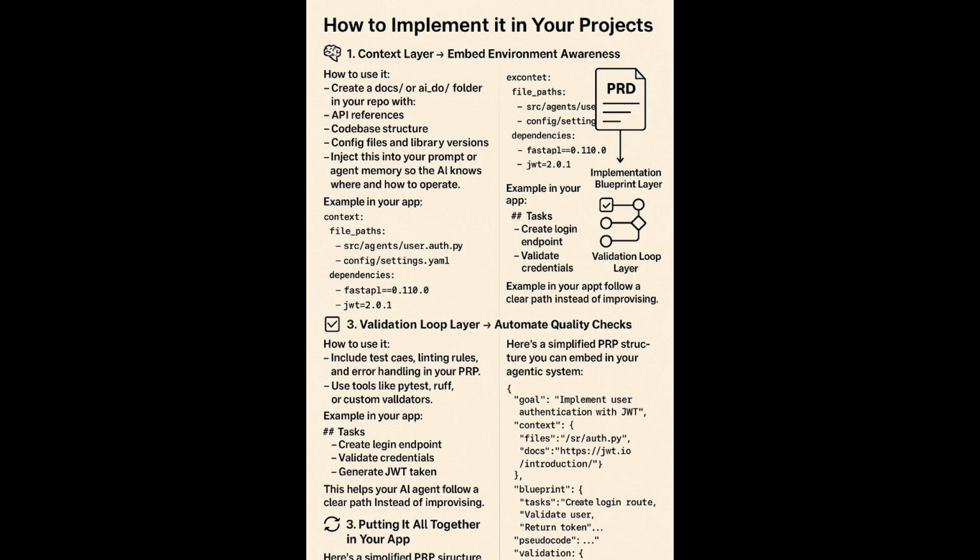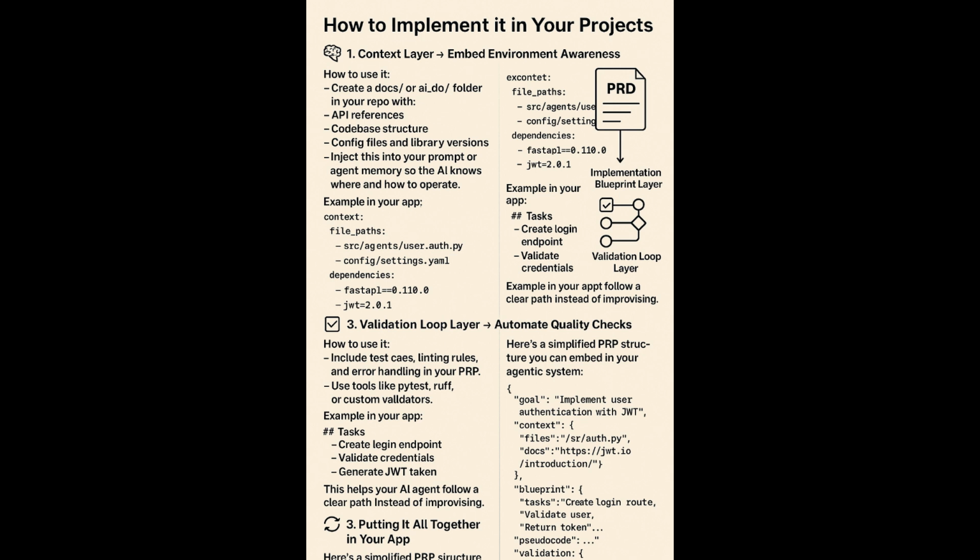How to use it. Create a docs or AI_docs folder in your repo with API references, codebase structure, config files and library versions. Inject this into your prompt or agent memory so the AI knows where and how to operate. 2. Implementation blueprint layer, guide the build logic.